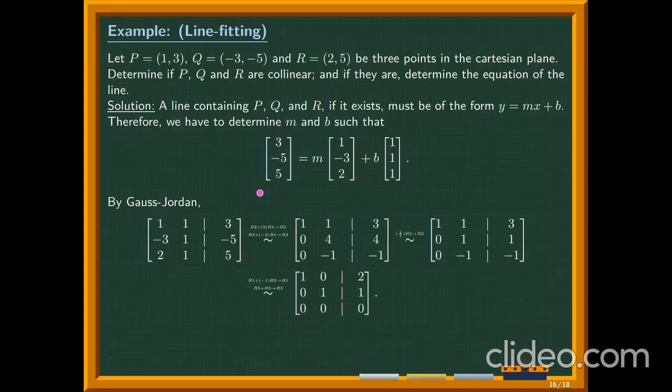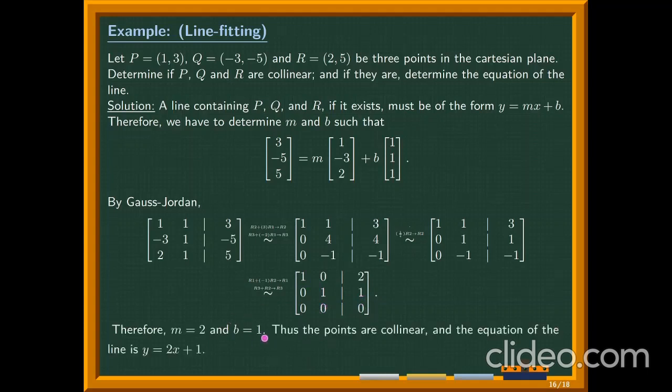So to solve this, we apply Gauss-Jordan on the augmented matrix. You can check that after doing these elementary row operations, we'll arrive at this matrix in RREF. Okay. So from this, we see that the system has a unique solution given by m equals 2 and b equals 1. So the 3 points are collinear, and the equation is given by y equals 2x plus 1 for the line passing through the 3 given points.